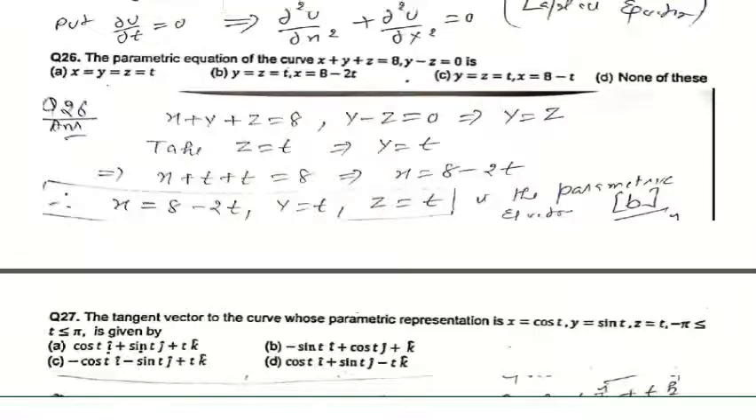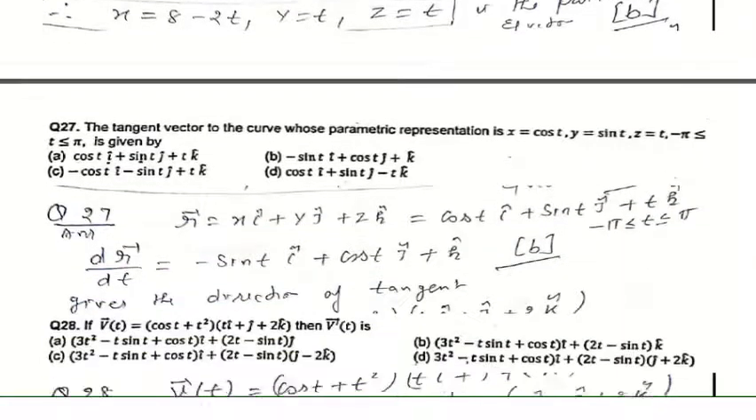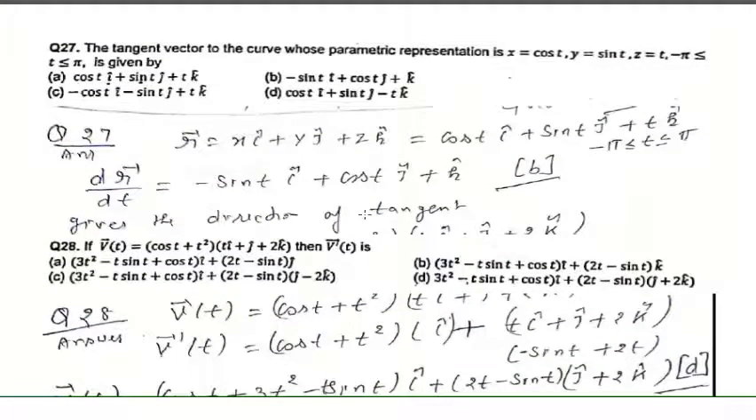Next is question 27. The tangent vector to the curve whose parametric representation is x is equal to cos t, y is equal to sin t, z is equal to t. So these are the parametric form of a given position vector. Let us consider R to be the position vector of any arbitrary point on the curve. So R equals cos t, sin t, t, it is representing the given curve. It is the equation of the given curve.